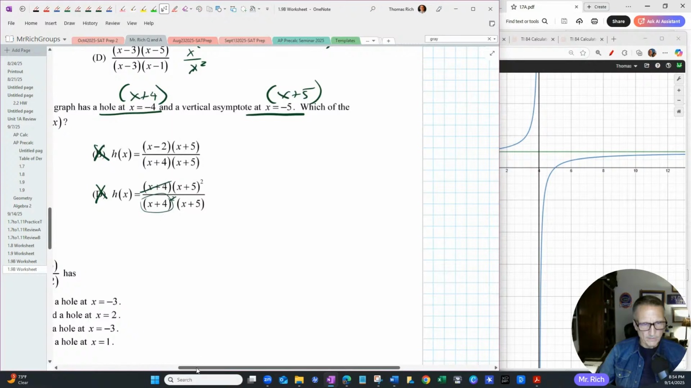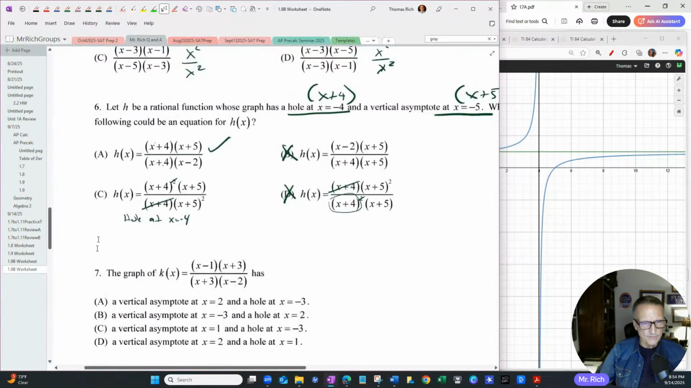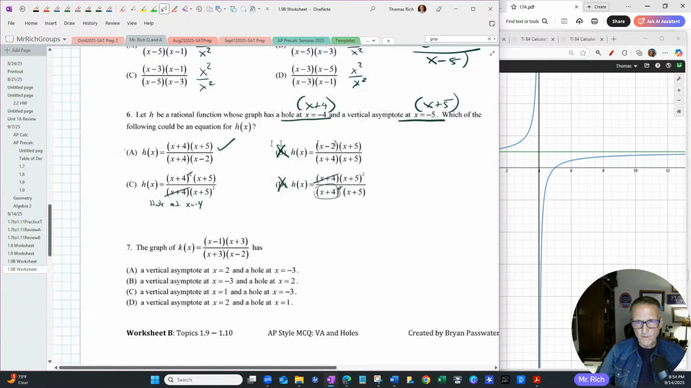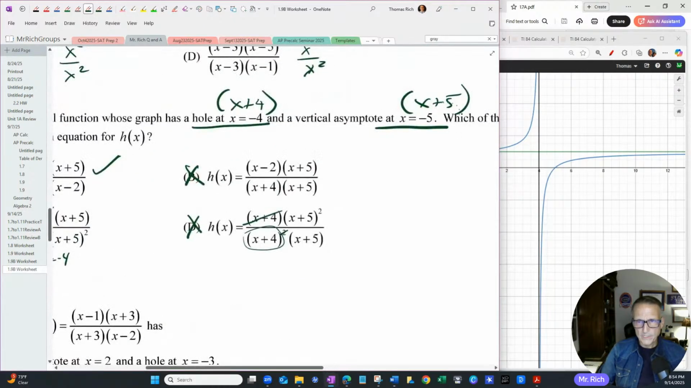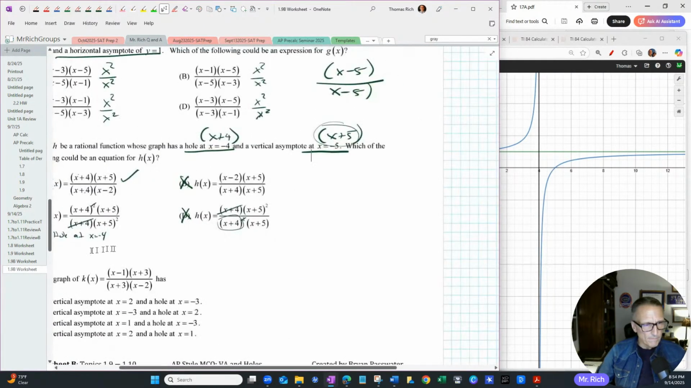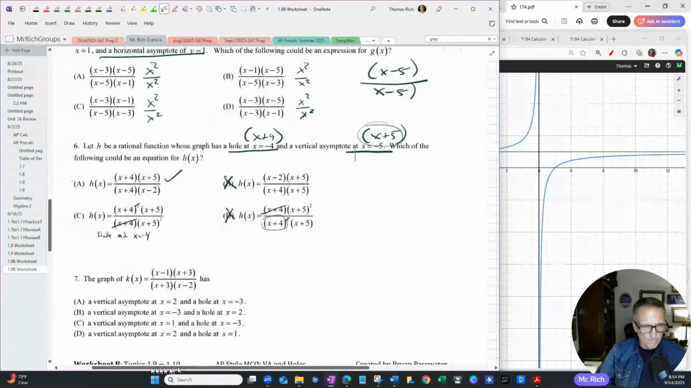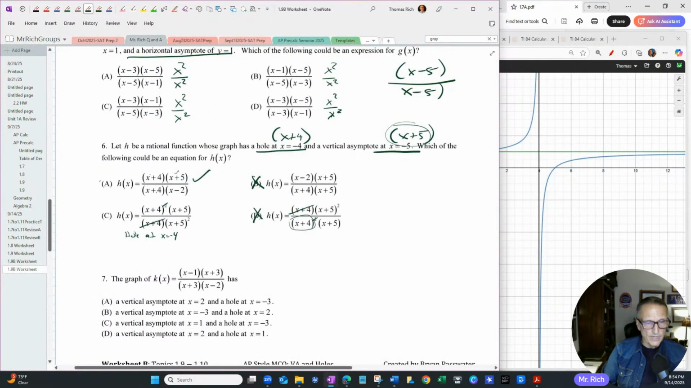And where does that leave us? It leaves us that, based on the hole at x equals -4, A and C are still alive. However, vertical asymptote means I got to have an x plus 5 that remains in the denominator. And I do not have that on answer choice A, because there's only an x plus 5 on the top, not on the bottom. So that takes us to C right there.